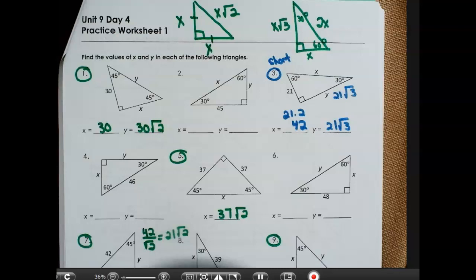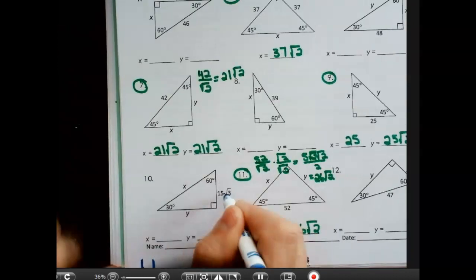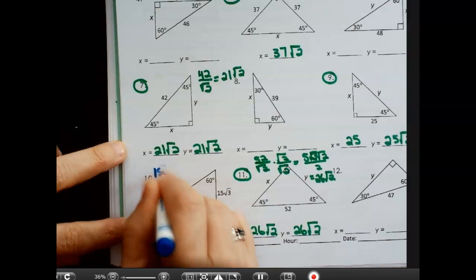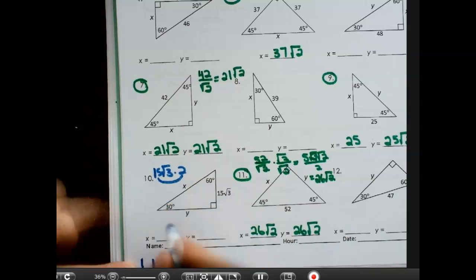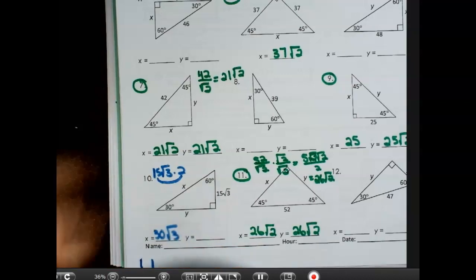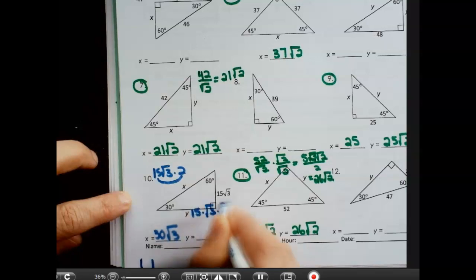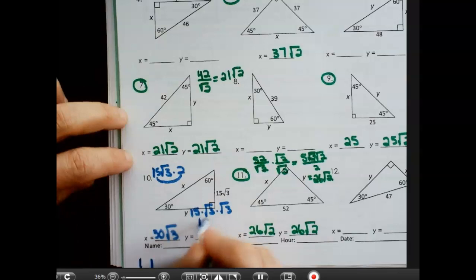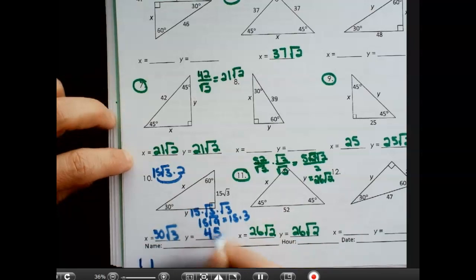I'm skimming through the rest of these to see if any of the others we are given the short leg. The next one that I see you have the short leg is down to number 10. So let's go down there. Again, to get from the short leg to the hypotenuse, I multiply by 2. And the only pieces I'm multiplying are those numbers outside of the radical. So that would give me a 30 radical 3. Then to get from here to here, I'm multiplying by radical 3. So 15 radical 3 times radical 3 would be 15 radical 9, which is 15 times 3, which ultimately gives me 45.